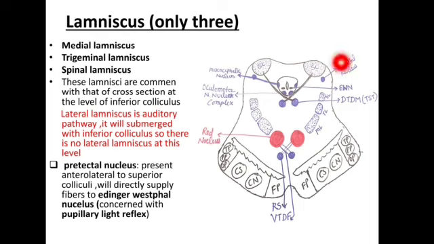Next thing is pretectal nucleus. This is pretectal nucleus, present anterolateral to superior colliculi. It will directly supply fibers to Edinger-Westphal nucleus, concerned with pupillary light reflex.